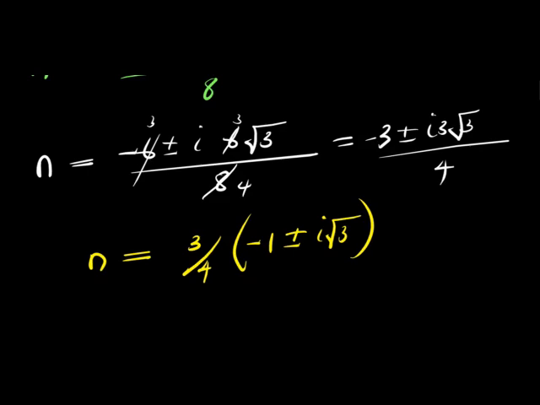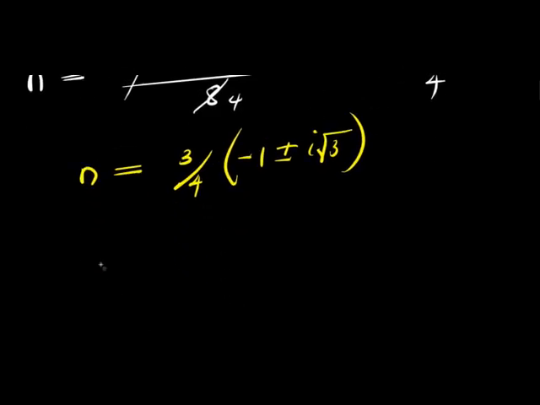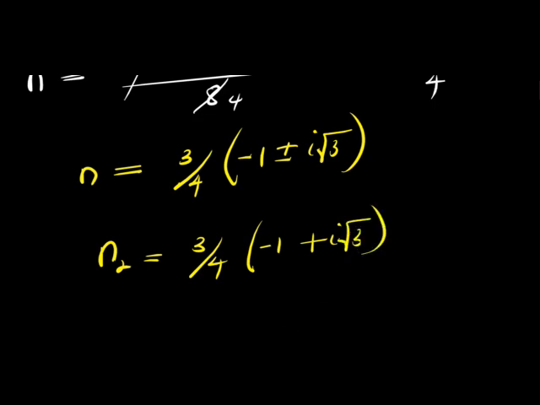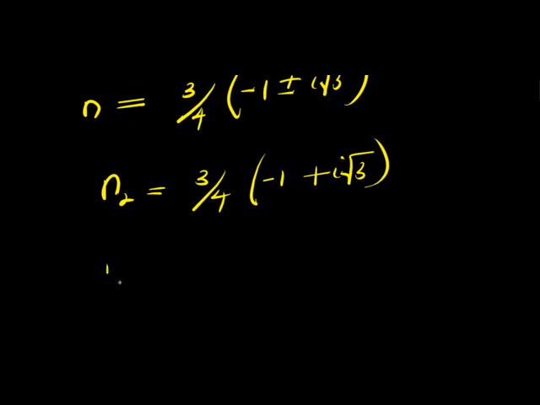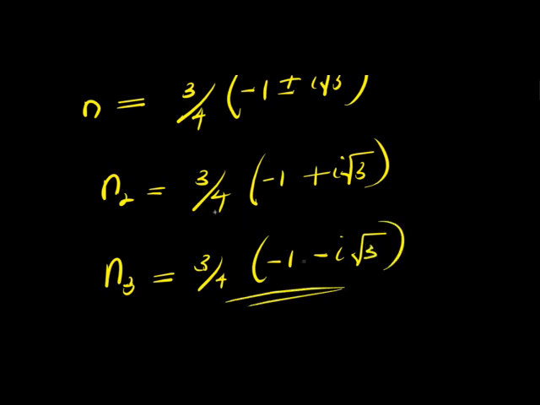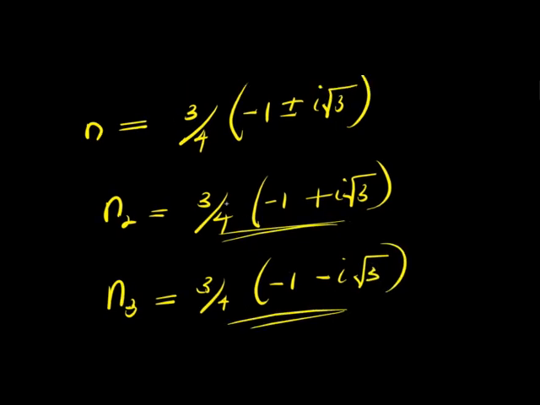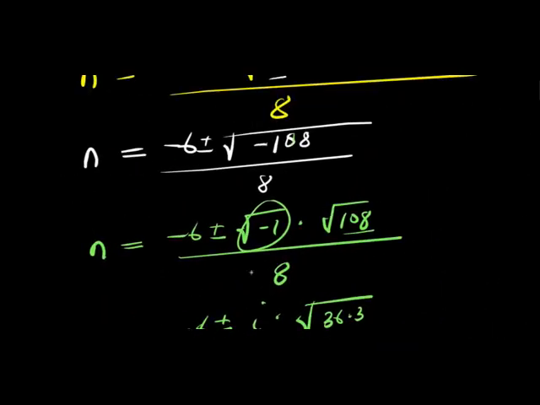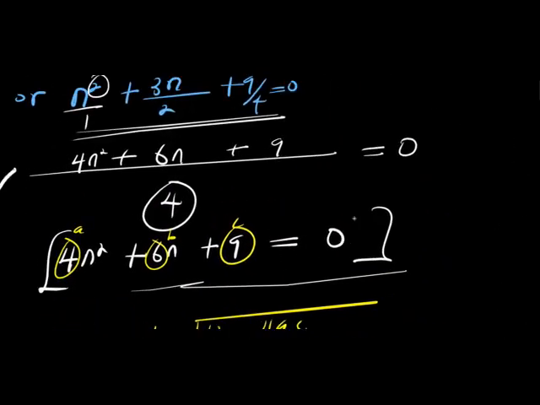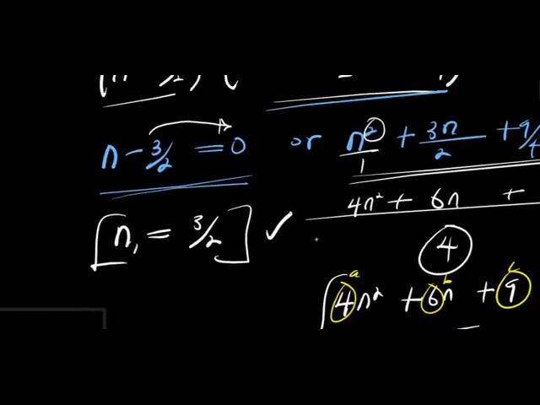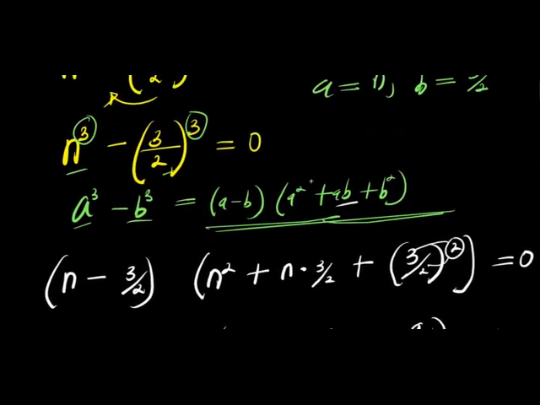So we have two complex solutions for n. We can have n2 equals 3 over 4 times negative 1 plus i root 3. And we can also have n3 equals 3 over 4 times negative 1 minus i root 3. So these are two complex solutions, and we also have one real solution earlier. The real solution here is 3 over 2. So ladies and gentlemen, that is how you can solve this particular problem.